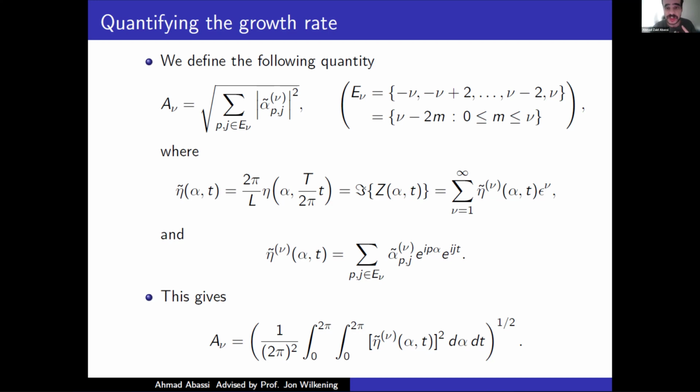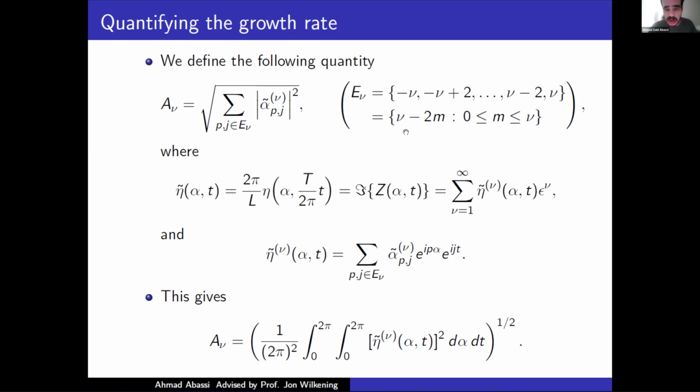So a good first step towards answering the question of how the terms actually grow, and whether or not there is any hope of these things converging, or at least showing empirically convincing evidence that they can converge or not, is to actually quantify the growth rate. To that effect, at each level nu, we define this quantity right here.